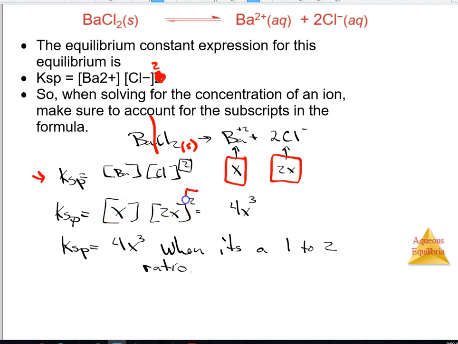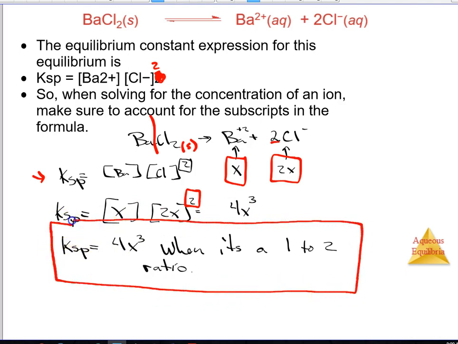Cl would also be squared, though, because the actual Ksp law, since there was a 2 here, it also is squared. When I do this math now, it can be simplified, because if you square 2x, you get 4x squared times x. You end up with 4x cubed. So Ksp is equal to 4x cubed when it's a 1-to-2 ratio in your chemical formula. Okay?